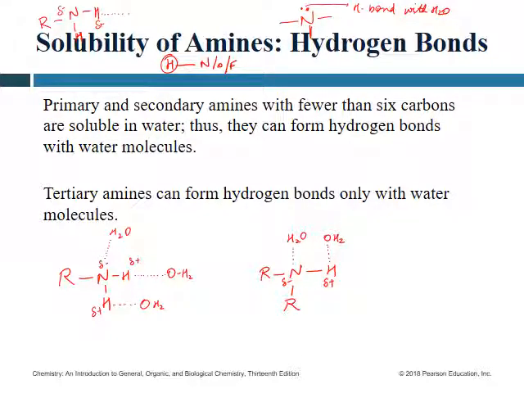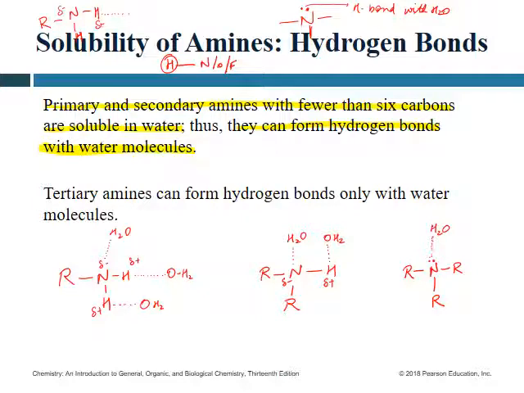Now when we talk about tertiary amine, what happens there? There is R, nitrogen, R and R. So it doesn't have any more hydrogens left, right? Since there are no hydrogens, they cannot form hydrogen bonds that way. But the only way this nitrogen can form a hydrogen bond is because it still has the lone pair. So the amine is available to form a hydrogen bond with the hydrogens of water. So that's what it means here, that primary and secondary amines with fewer than 6 carbons are soluble in water. They can form hydrogen bonds with water molecules.